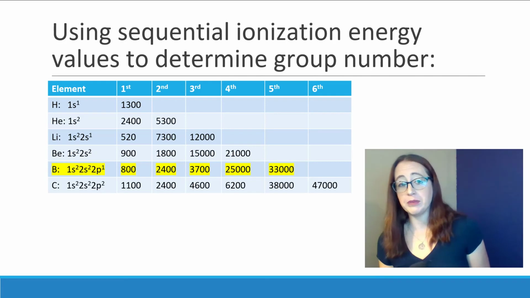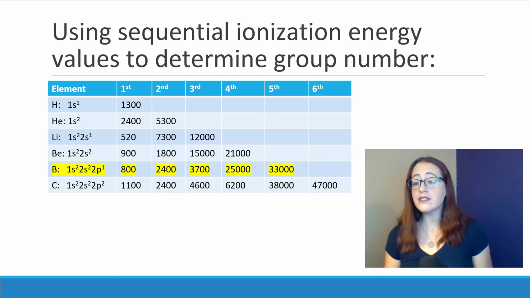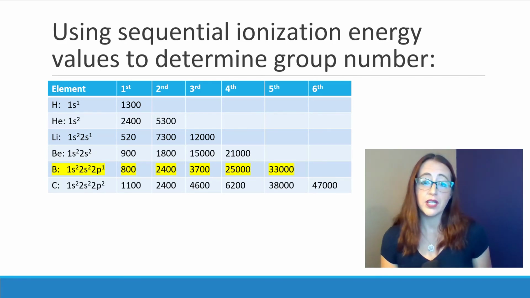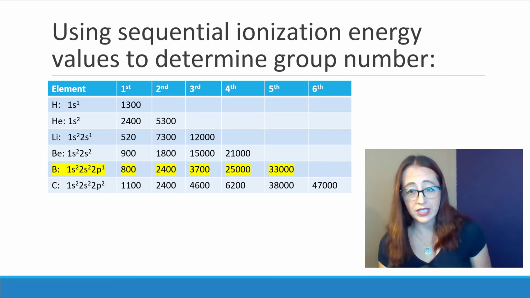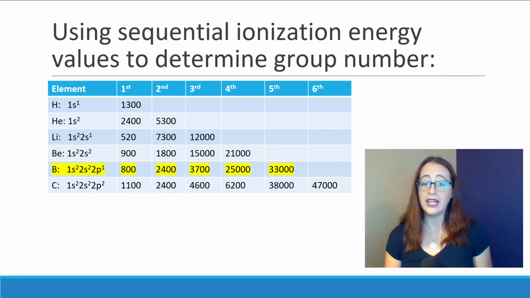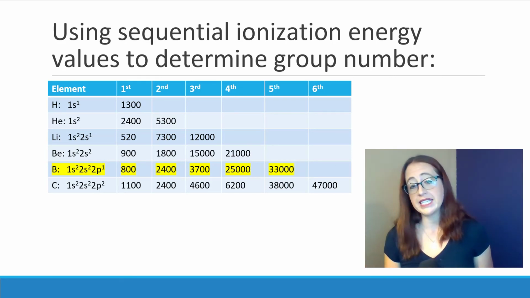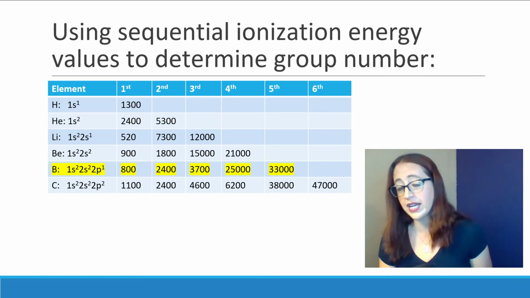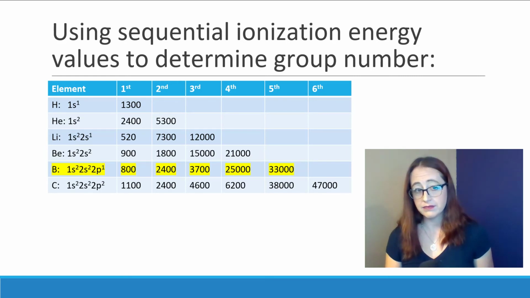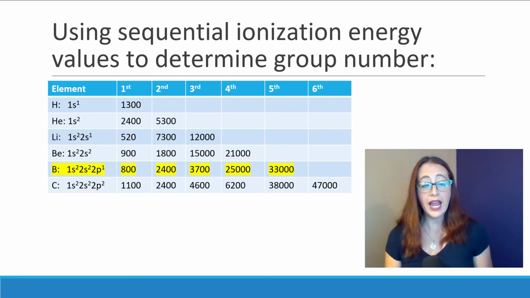Boron is in the third group of the periodic table. It has 3 valence electrons. When it loses 3 electrons, it will be in a noble gas configuration. And this means that the big jump that we're going to see is between the third and the fourth ionization energy. So look at the table, and we see that. At the third ionization energy, we're at about 4,000. And at the fourth, we're at 25,000.